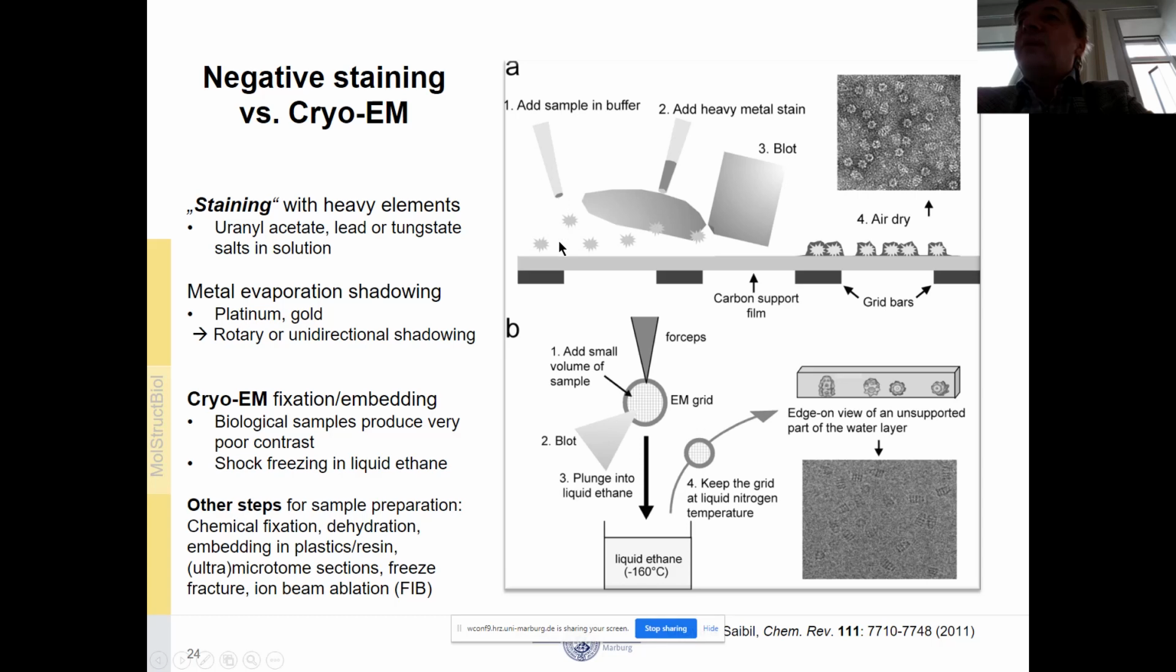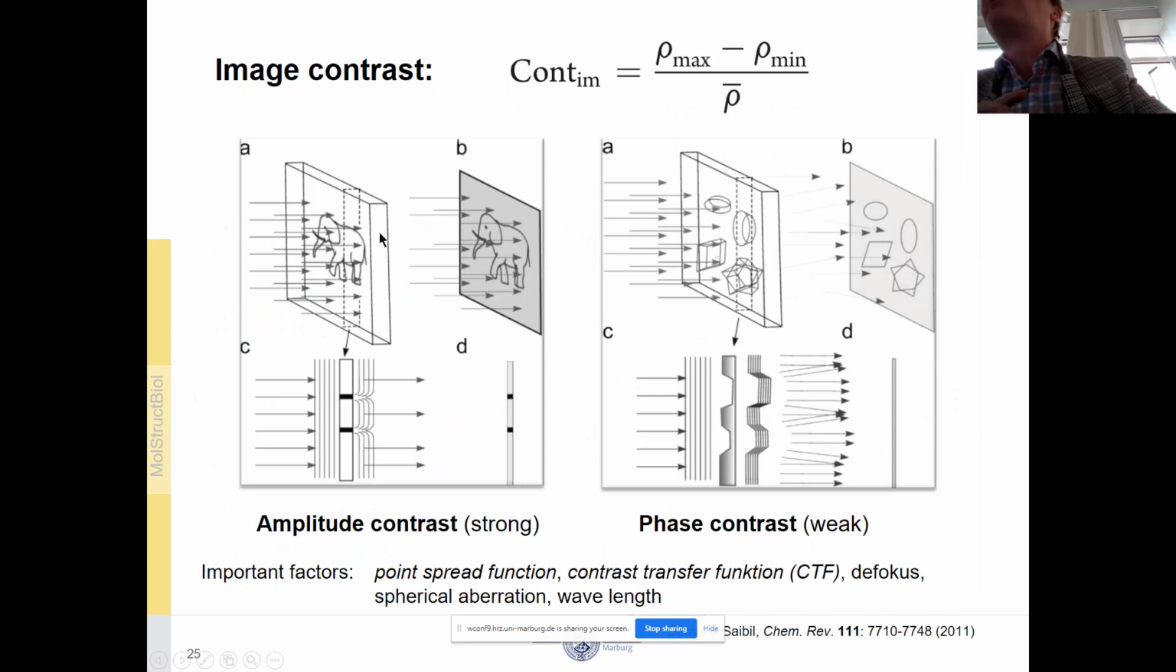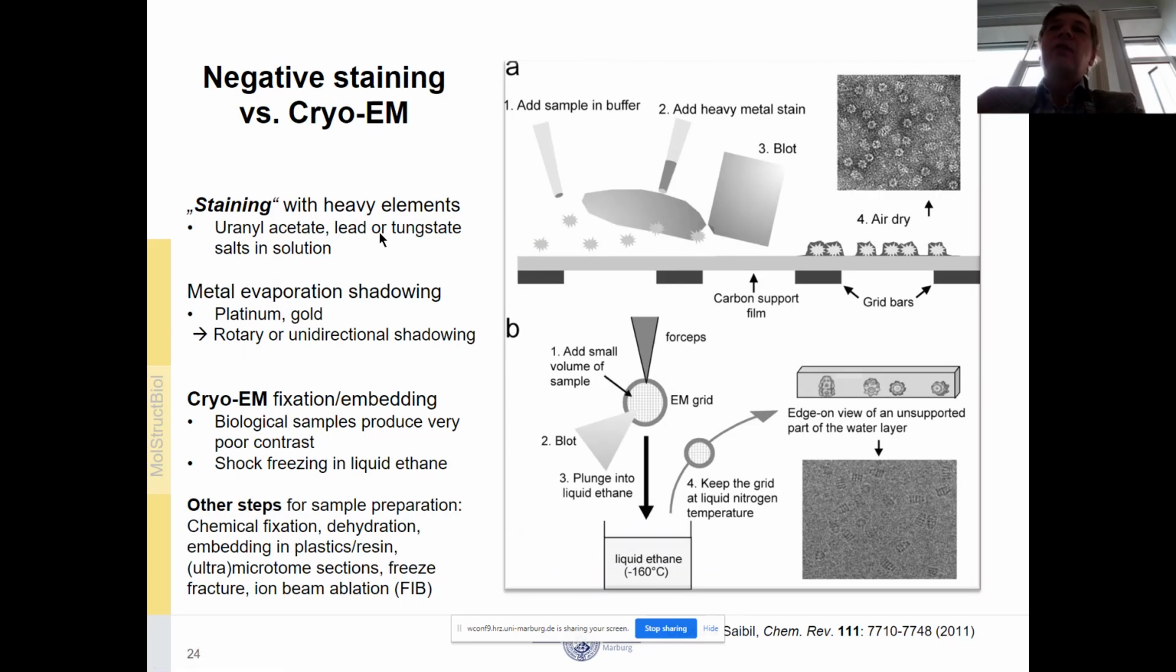You add your sample, which is in buffer in a pipette tip, on some carbon grid. You add some heavy metal stain to this, which can comprise some, like uranyl acetate, lead, tungsten, everything that is heavy atom-like. You let it adhere to the surface of the carbon support film. You dry it, and you use your electron microscope you have seen before. And here you see particles in this stain, this negative stain. The dark stain is allowing you to see the contrast.